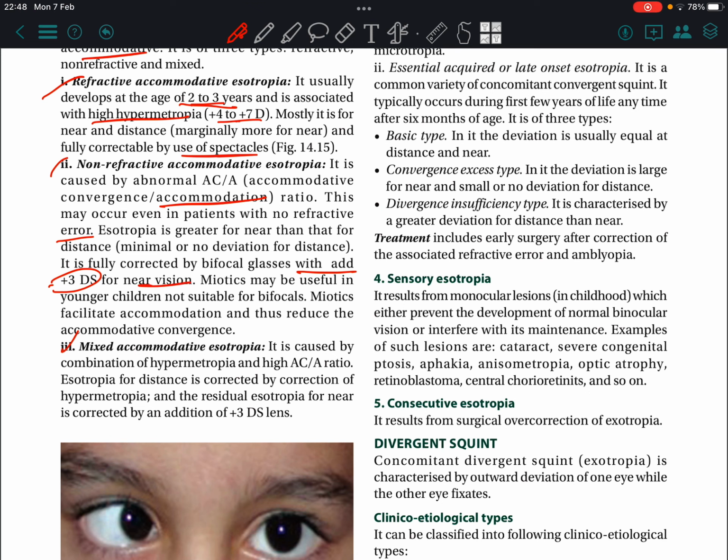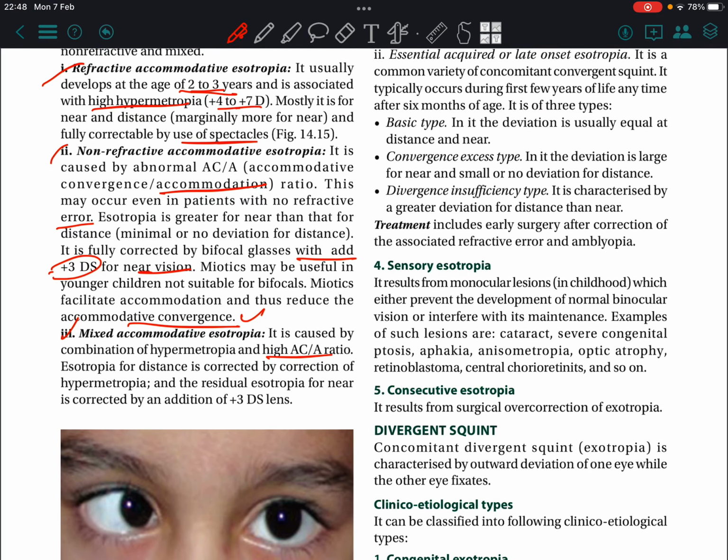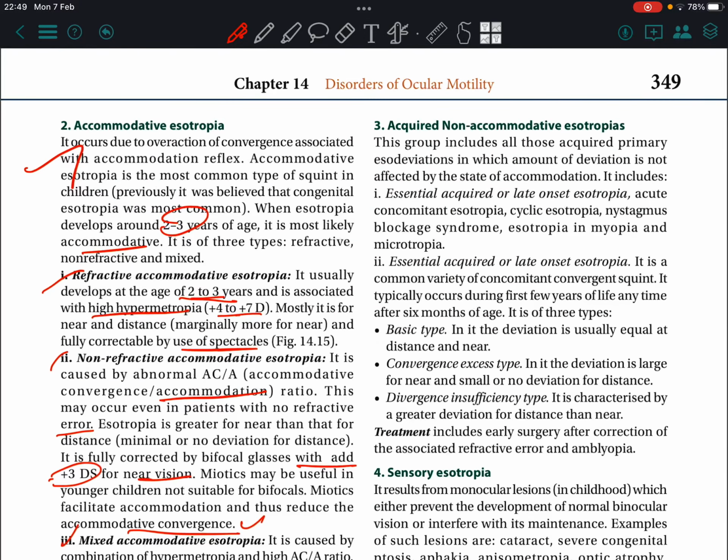Miotics may be useful in younger children not suitable for bifocals. Miotics facilitate accommodation and thus reduce the accommodative convergence. Mixed accommodative esotropia is caused by a combination of hypermetropia and a high AC/A ratio. Esotropia for distance is corrected by correction of hypermetropia. Residual esotropia for near is corrected by addition of a +3D lens.